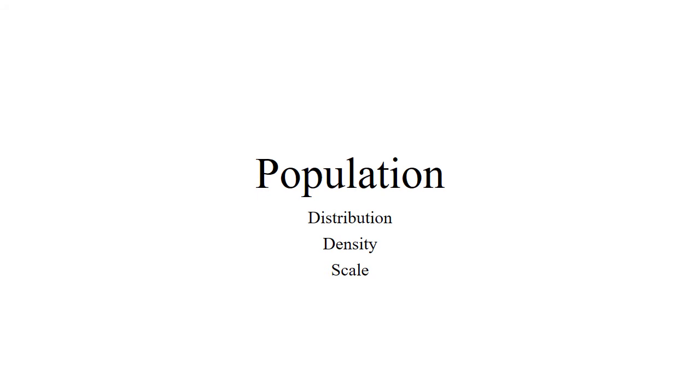All right, welcome back, AP Human Geography students, to another lecture. This one focused on our population unit. We're going to look at some of the differences between population distribution and population density, as well as talk about a couple different ways to think about the distribution and density of populations at various scales.